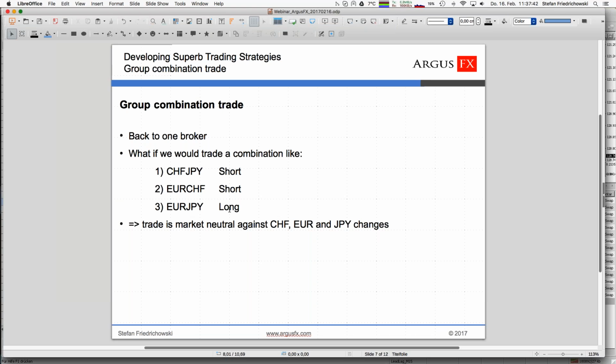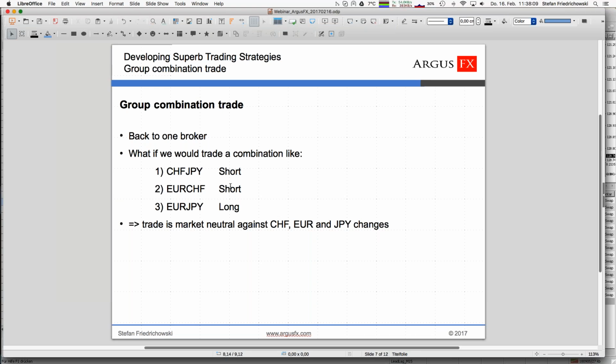So whenever the Euro itself would change, that has no final impact on those two trades, because we have one long and one short trade. Now let's look at the first combination here. Swiss franc is the first name in the first trade, and in the second trade, the Swiss franc is the last name of the pair.